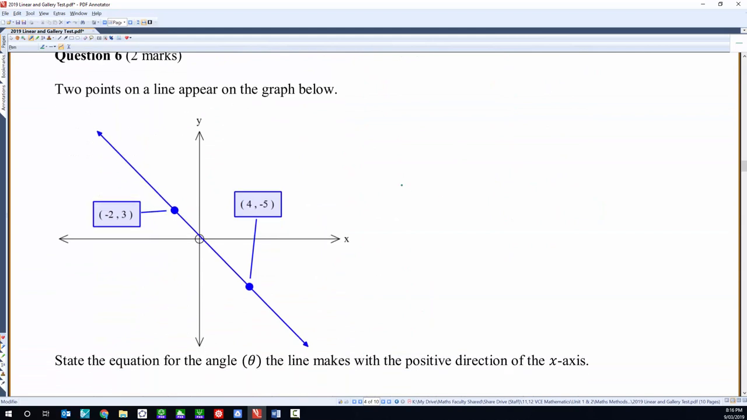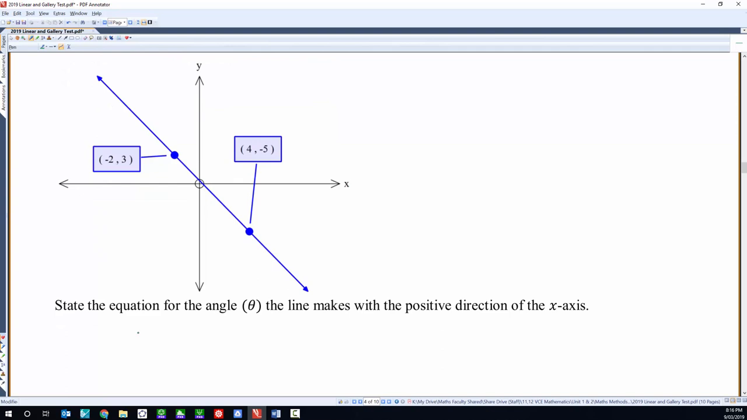Okay, so we've got 2 points on a line that appear on the graph below, and what we needed to do was state the equation for the angle theta the line makes with the positive direction of the x-axis. Right, so I need this angle here. Okay, so this is theta. So to do that, I need to be aware that gradient is the tan of theta. All right, so what I need to do is work out the gradient here.